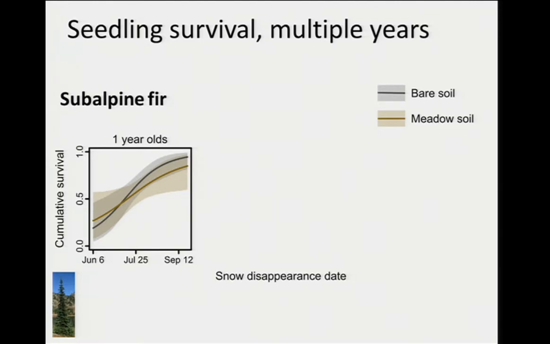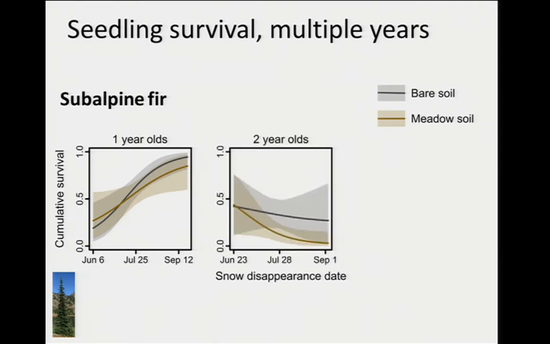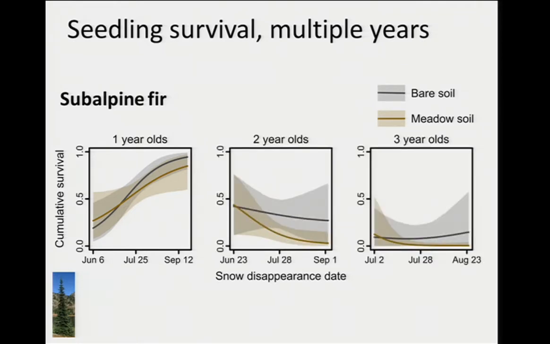Okay, but what happens after the first year of life for these seedlings? I'm going to show some results for subalpine fir, because this is a species that we have the best data for multiple years. As you go beyond the first year to look at the probability of survival to years 2 and 3, the effects of snow disappearance date on survival goes away. So there doesn't really seem to be an influence of snow or soil on the survival of these seedlings. If those environmental factors are impacting seedling establishment, it does not seem to be via survival.